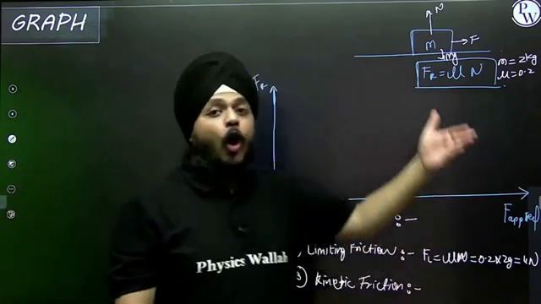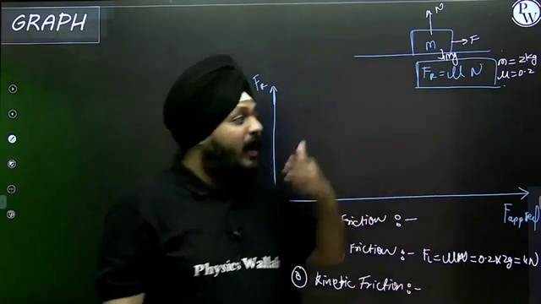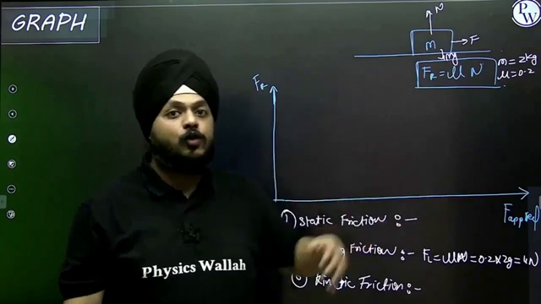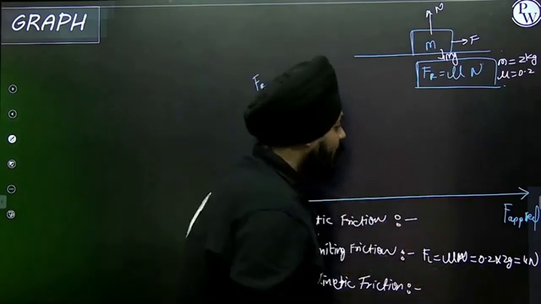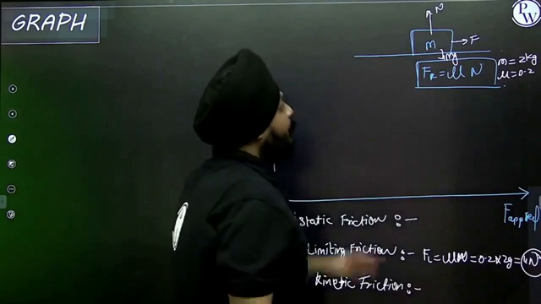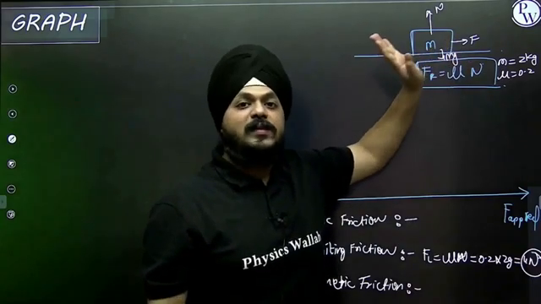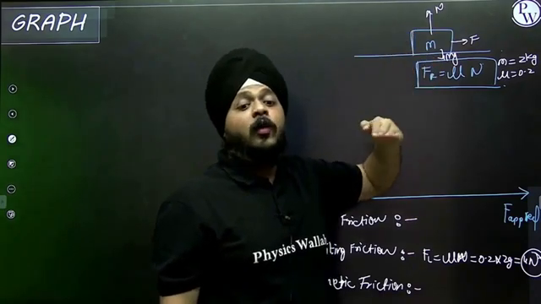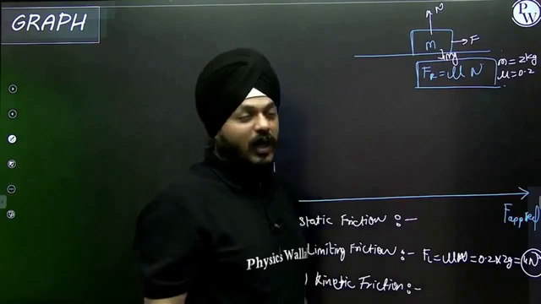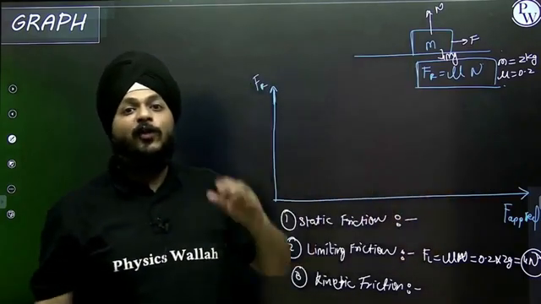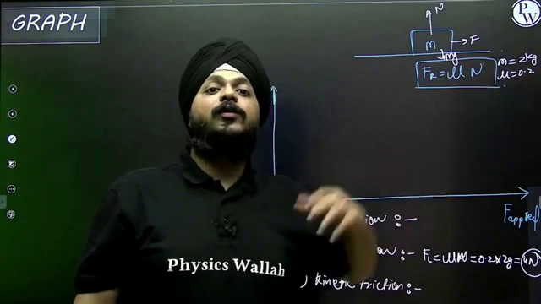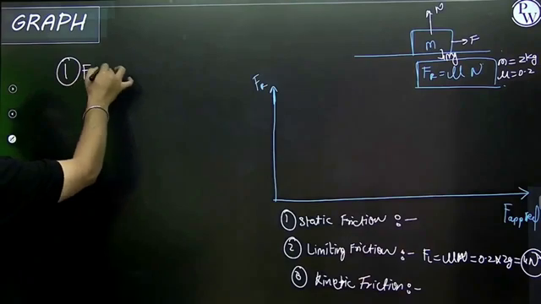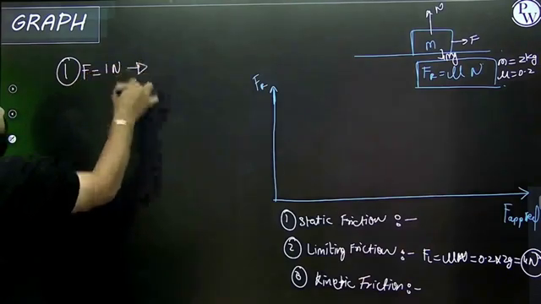What will happen before the threshold value and after the threshold value? Suppose 4 Newton is applied to this specific object, then it will be on the verge of moving. What will happen for a value less than 4 Newton, and what will happen for a value greater than that? Suppose, first case, F of 1 Newton is applied.